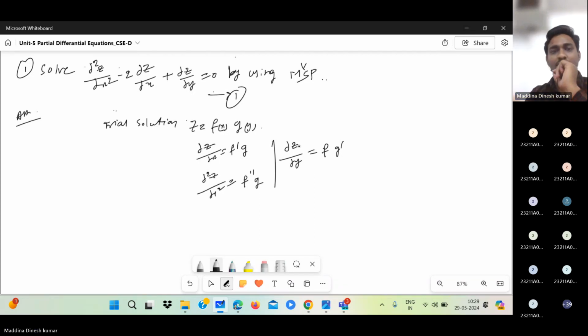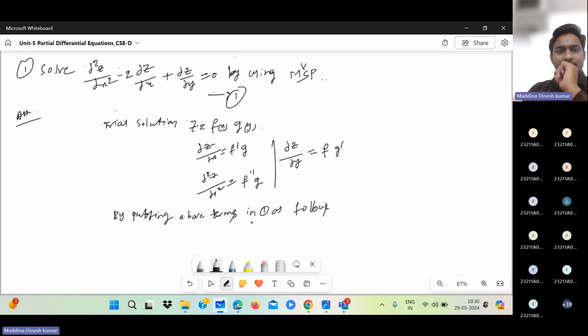Okay. So by putting the above terms in 1 as follows. Then we will get here, in place of del square z by del x square, f double dash of x g of y.